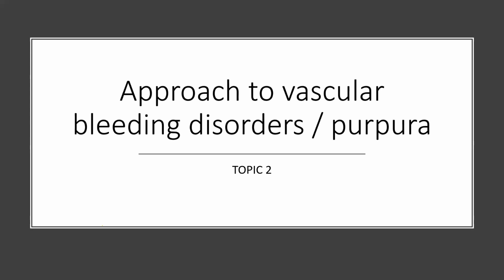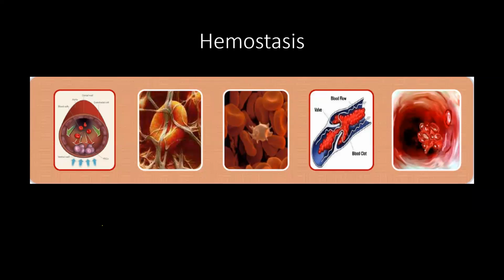Okay. So, approach to vascular bleeding disorders in purpura. As you know, hemostasis has several components, and the vessel wall is an important part of this.